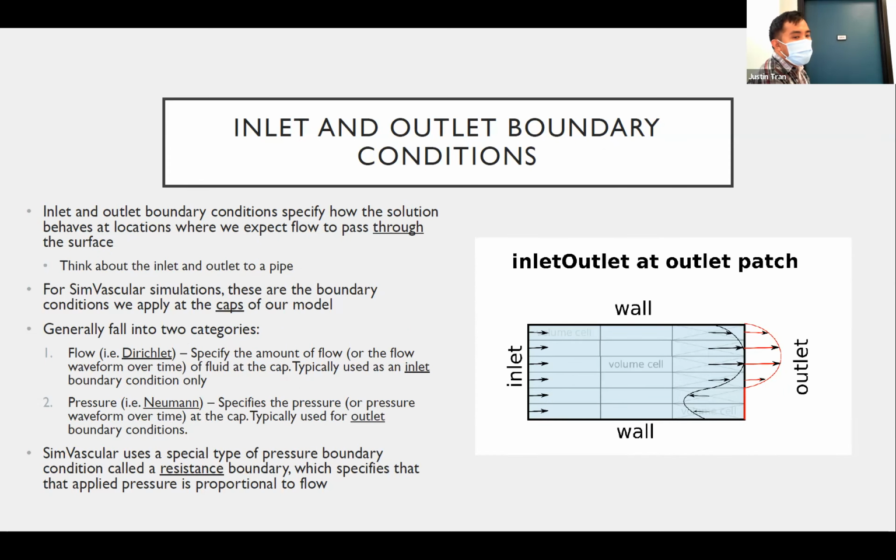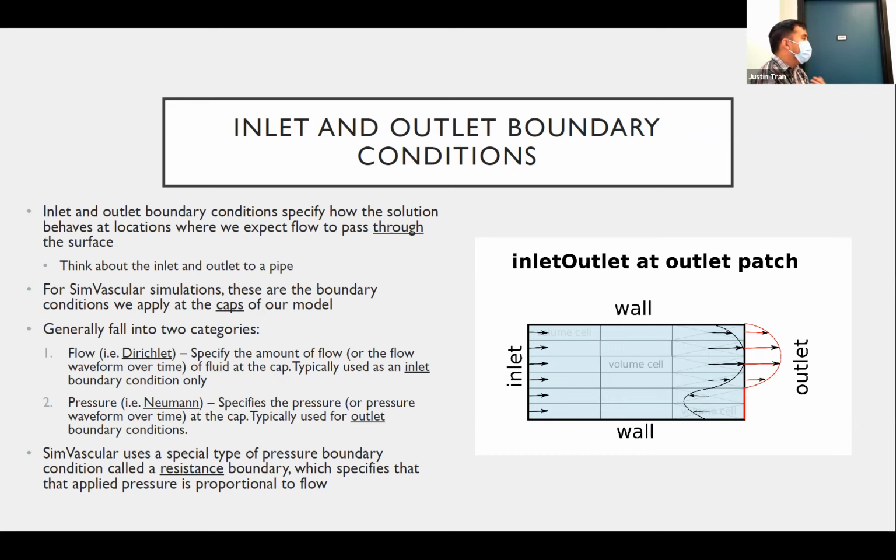Generally these inlet and outlet boundary conditions fall into two categories. We have one type called Dirichlet, which is the technical term, but the physical term for CFD is a flow type boundary condition. For these, you're basically specifying the amount of flow rate that's coming in. Think back to our lumped parameter models or even our 1D equations.